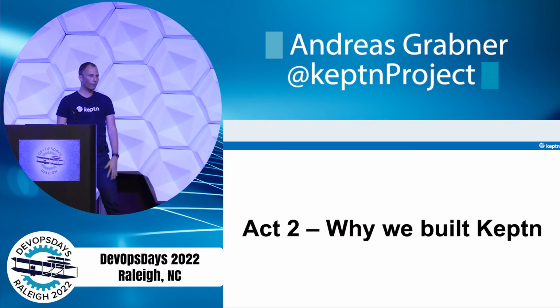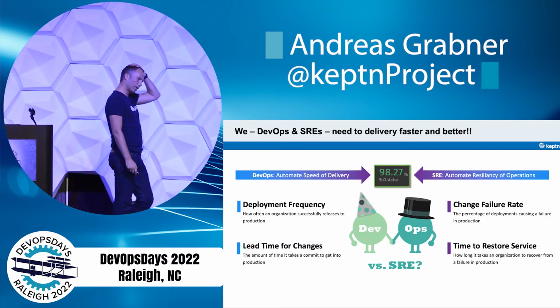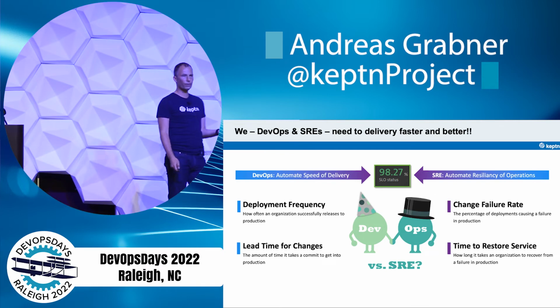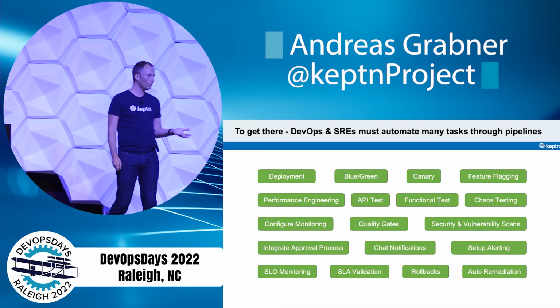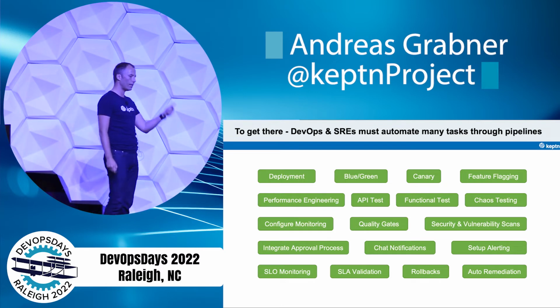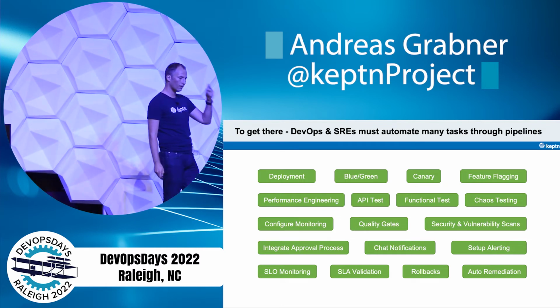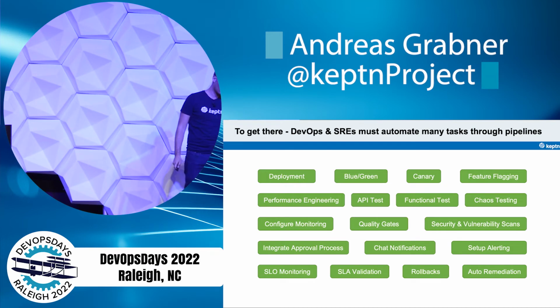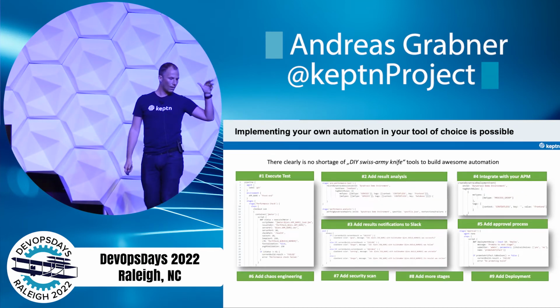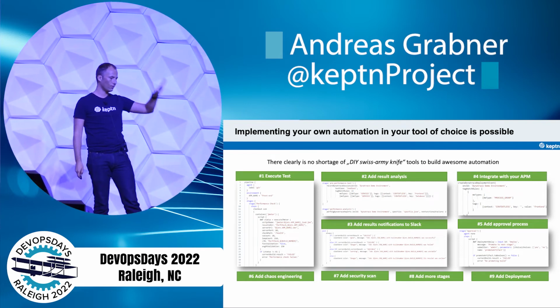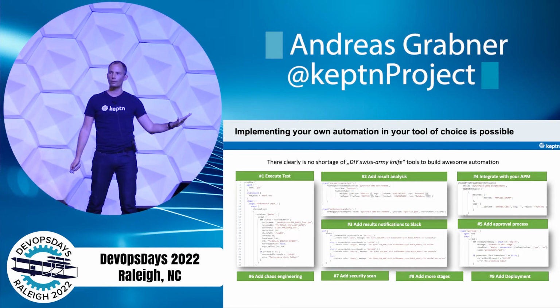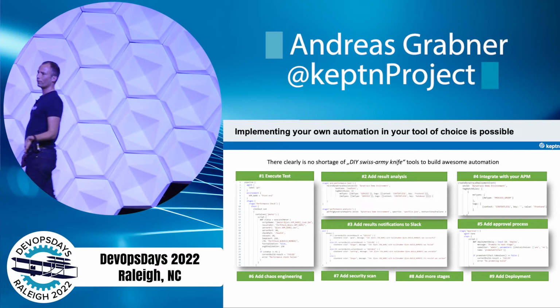So why did we build Keptn? Because what I showed you is probably something that you may have also built internally. Honestly, Jenkins is a great tool. You can do everything in Jenkins. I can build test execution, add test result analysis, send notifications to Slack, integrate it with APM, put an approval process in there, add chaos engineering, add security scans, add more stages, do whatever you want. Right? You can do all this with your tools.